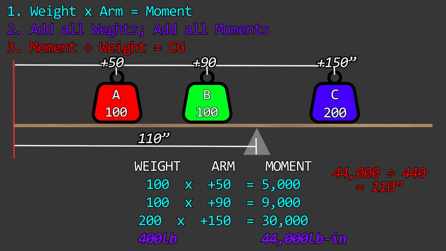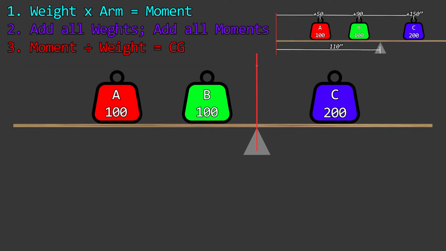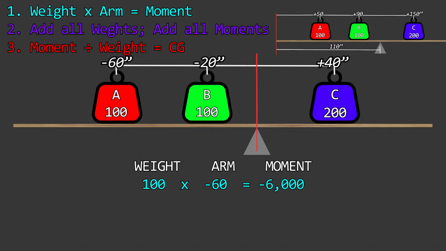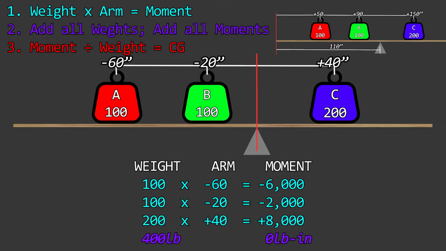And that means that our balance point is at 110 inches to the right of the datum. We can also check our answer by making the datum at the balance point. This will make the arm for A at minus 60 and minus 20 for B, and it will be plus 40 for C. So if we multiply everything out, we have minus 6,000, minus 2,000, and plus 8,000. So we're in balance, there's no extra moment left over anywhere. And once again, a moment is a force, so there's no force on one or the other side.